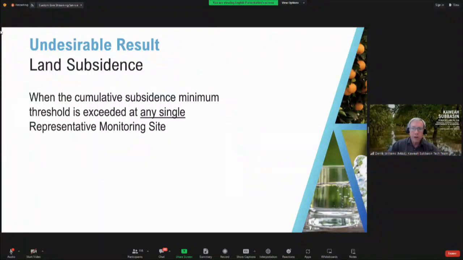So the undesirable result for land subsidence is when the cumulative subsidence minimum threshold is exceeded at any single representative monitoring site. This is more strict than the groundwater level undesirable results because land subsidence is irreversible. Groundwater levels can be raised again, but land subsidence cannot. And so the GSAs are taking a hard line. They're taking a very strict interpretation of what's undesirable, and any exceedance of minimum thresholds will be undesirable.